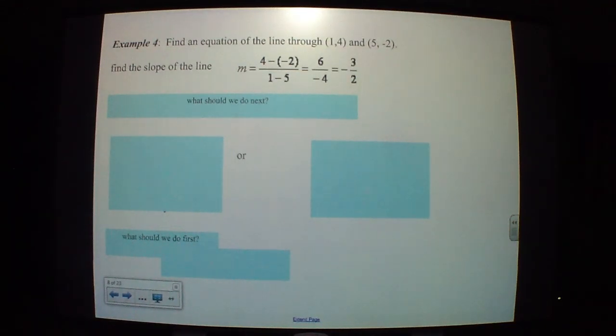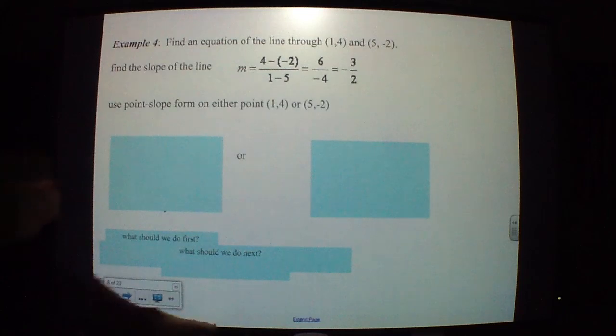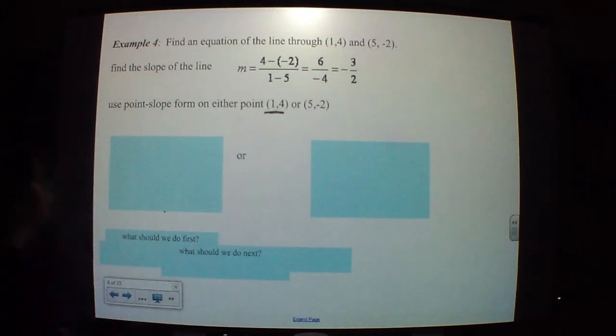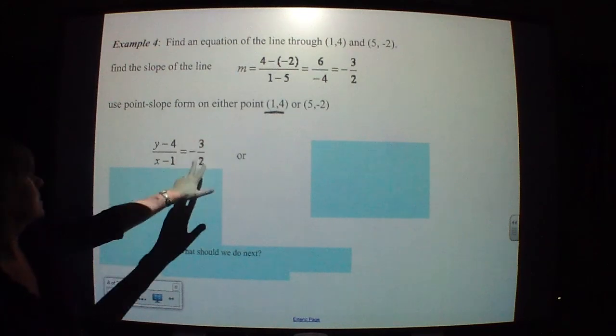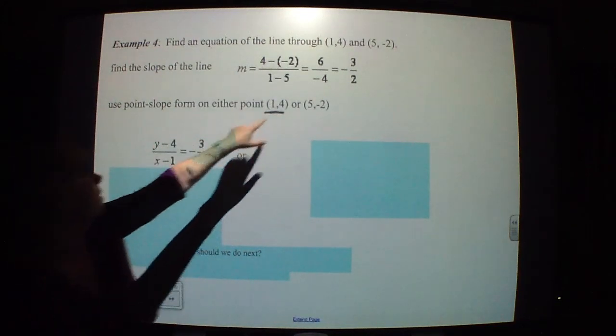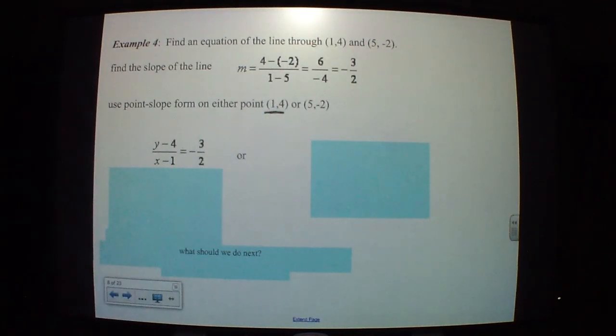Remember there was something called the point slope formula. So you could use the point slope formula. It's not the only thing, but you could use the point slope formula. Either point, it doesn't matter which point you use. So I'm going to use the point slope formula with the point (1,4). Okay? So you will plug in to the slope equation. My slope is equal to y minus my y over x minus my x. So it's y minus 4 over x minus 1 is equal to negative 3/2.